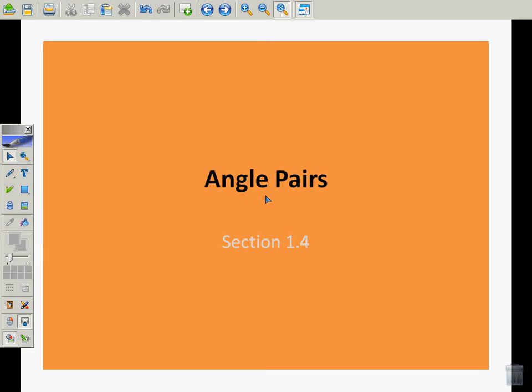Okay, this is angle pairs, part 1. The second part's going to be really short, but this part is going to be just a little bit longer. There's a lot of vocab, but we're going to be working on some things.